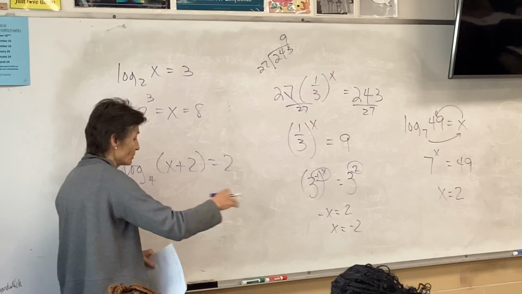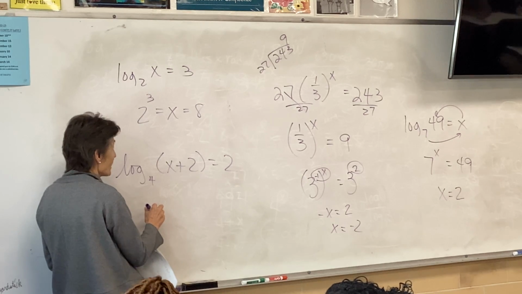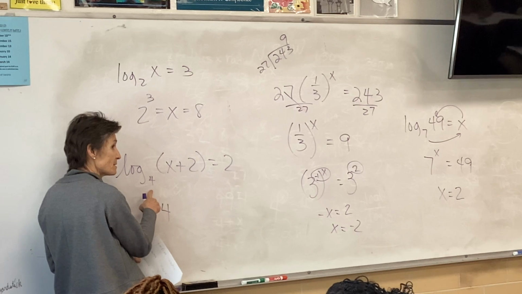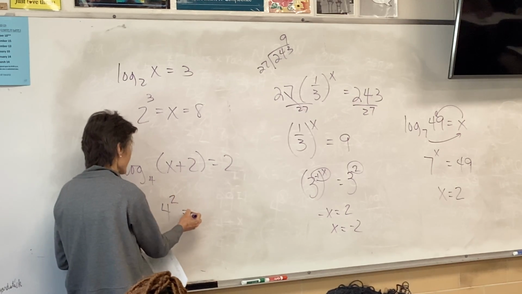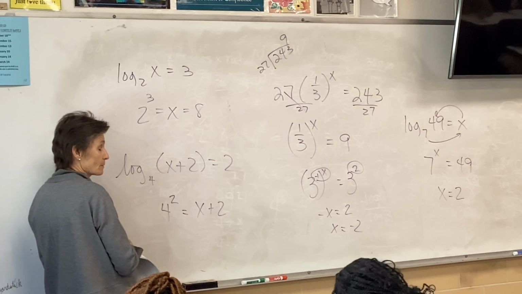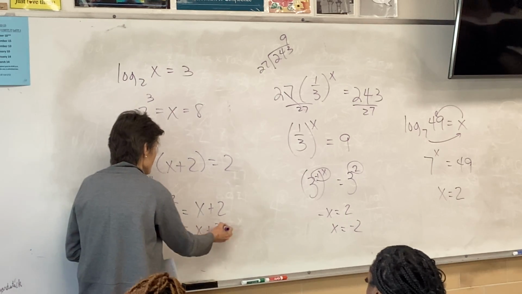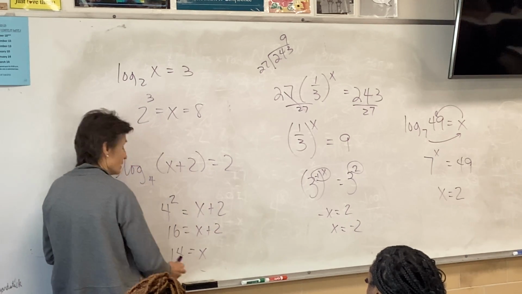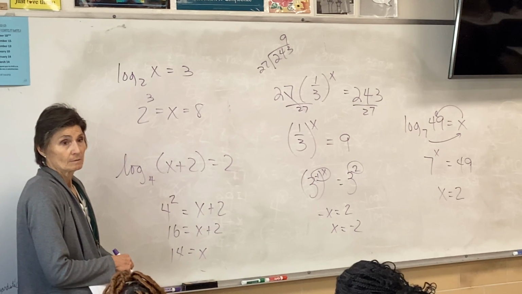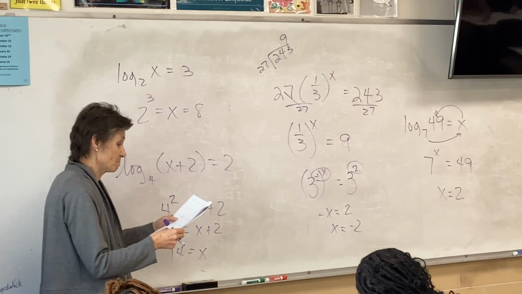Emma, what am I gonna do with this one? Are you gonna put the 2 as the exponent? I am, so I'm gonna loop-de-loop it. So it's gonna be 4, always start with the base. So 4 to the 2nd equals that whole thing, x plus 2. So 16 equals x plus 2 and x equals 14. Everybody still with me here? It looks more complicated, but it's not bad.